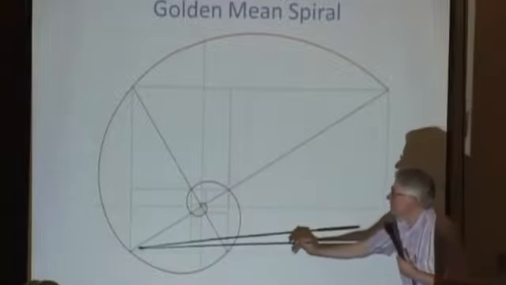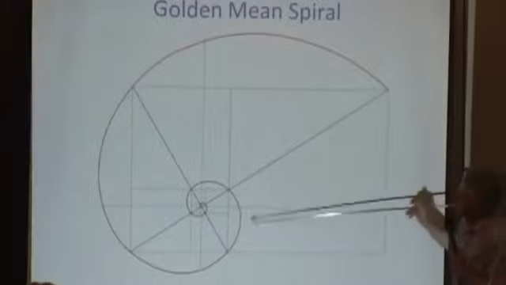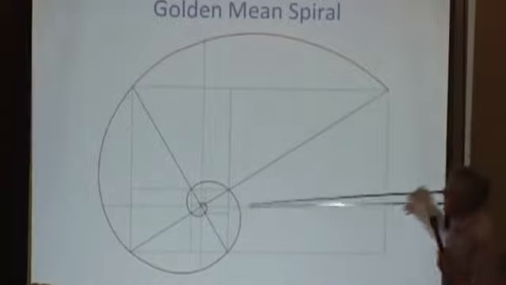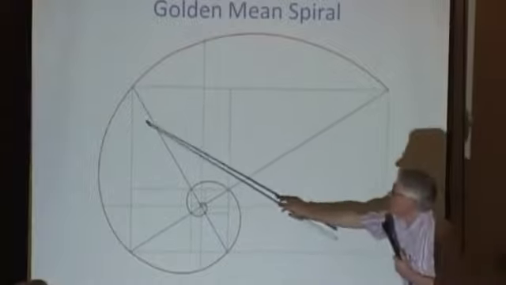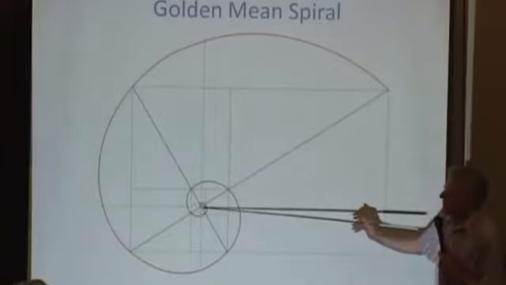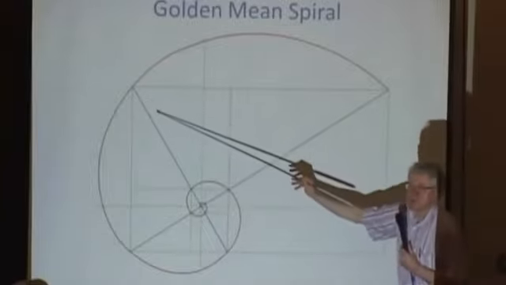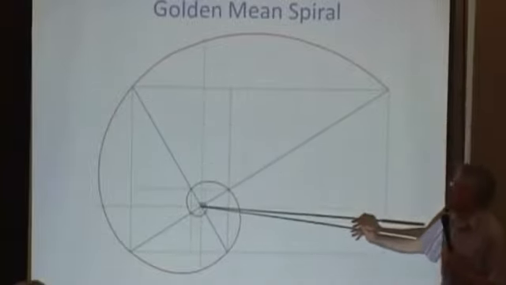Now, if we draw diagonals on these rectangles, a diagonal on the large rectangle and the smaller rectangle, they give us the center of this golden mean spiral, and these blue arms form the radii, or the arms, of the golden mean spiral.